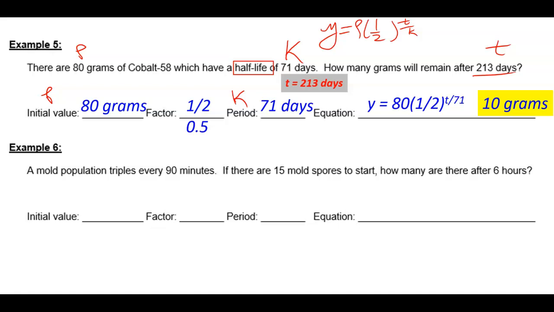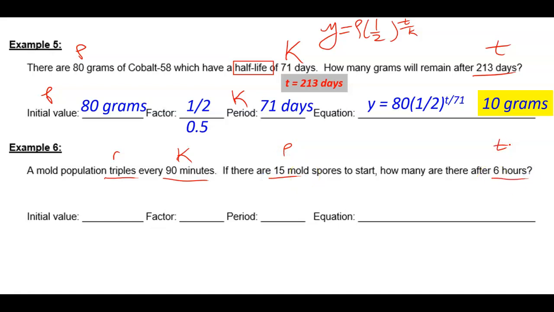All right, so this last one, the mold population. Triples, okay? So instead of it being a half-life, it's a triple life. So instead of putting a half in the parentheses, you're gonna put a triple, which means times 3, right? Every 90 minutes, the mold grows, right? So this is my rate. This is my period. What's my P? How many mold spores do I start with? Start off with 15. And then my time that I'm looking for is after 6 hours.